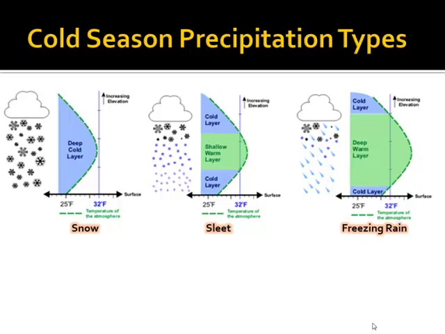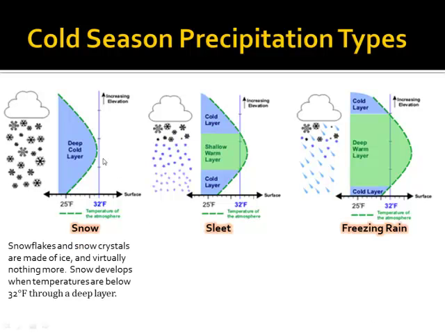So Amanda, let's talk a little bit more about cold season precipitation types and specifically conditions that create the different ways of snow, sleet, and freezing rain. Well, Carrie, snow occurs when the temperature is below freezing, all the way down to the surface. What happens is the precipitation develops as snow and then reaches the ground as snow.